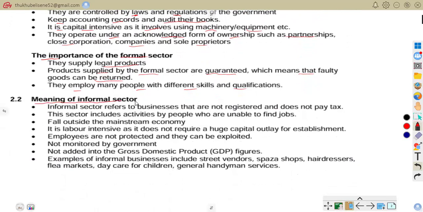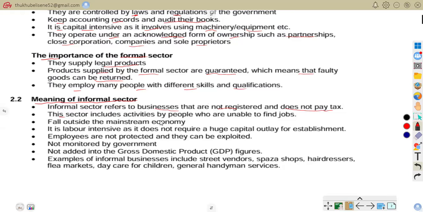Informal sector refers to the businesses that are not registered and do not pay tax. So this is the unrecorded sector. They are not known to the officials. We are talking of those businesses that are not registered and do not pay tax. They operate without legal registration. You can talk of a street vendor selling fruits. Those people are not legally registered. They don't pay tax. So they operate underground.